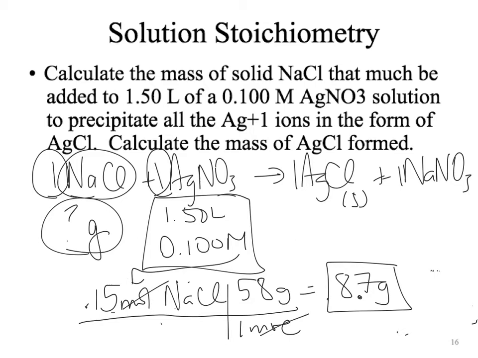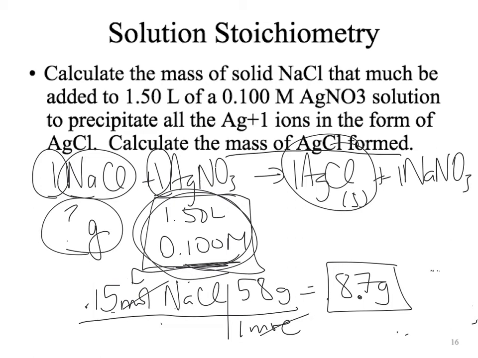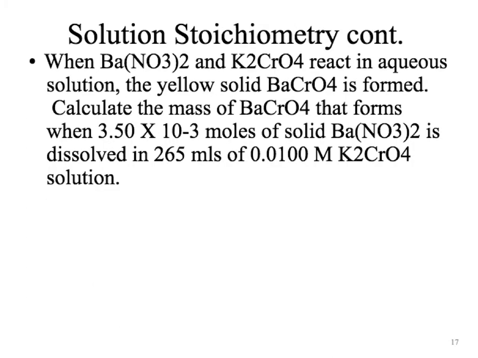If we dump 8.7 grams into this solution, 1.5 liters of this concentration, it should go to completion. We should get AgCl. Now to calculate the mass of AgCl, we simply go back to the 0.15 moles of AgNO3. 1 mole of that will make 1 mole of AgCl. Once we have moles of AgCl, we can figure out what the molar mass of AgCl is and convert it. And I did not calculate. Okay, we're actually going to skip.